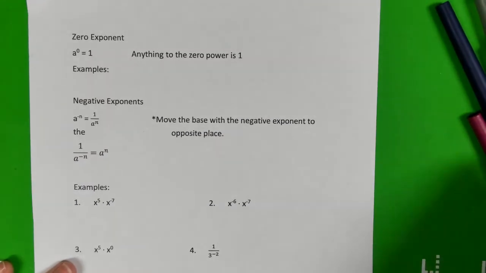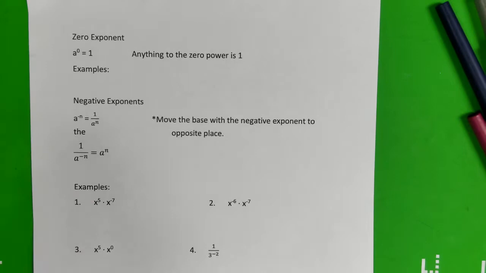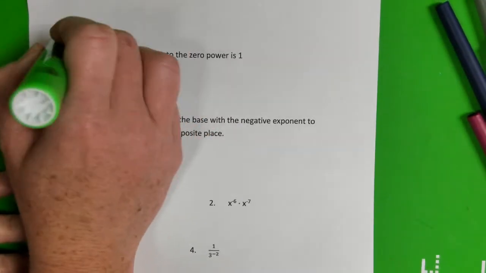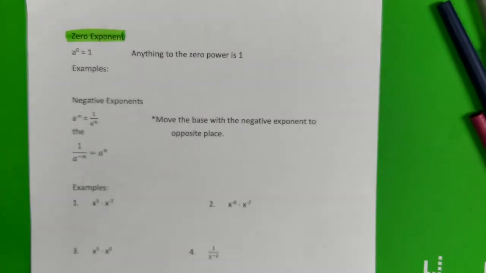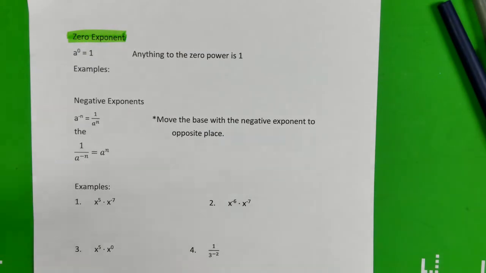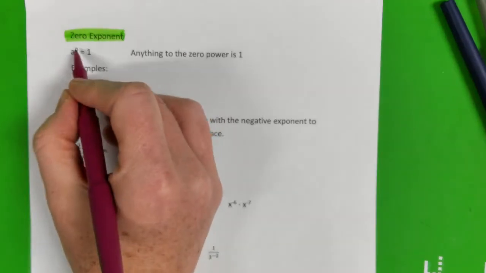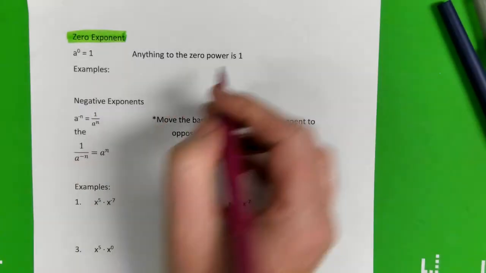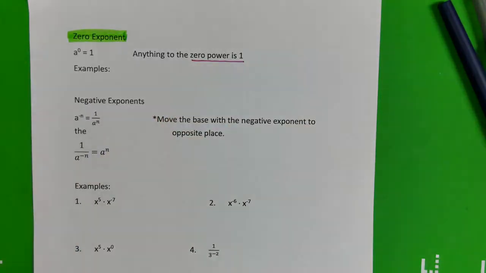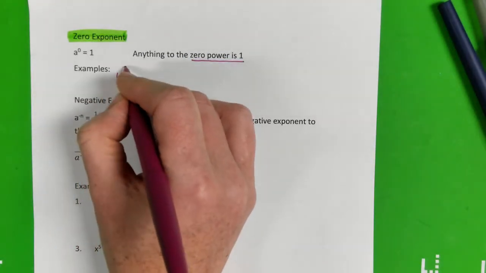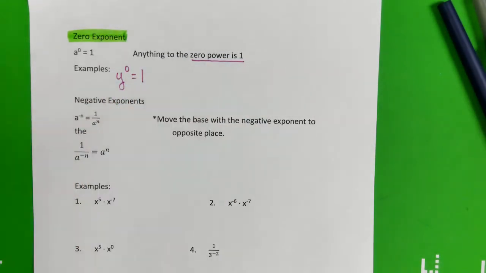Okay, so as we look at this, we have two new rules today. First of all, the zero exponent. When the exponent is zero, it's actually really, really simple. A to the 0 power equals 1. Anything to the 0 power is 1. Simple as that. Y to the 0 power is 1.